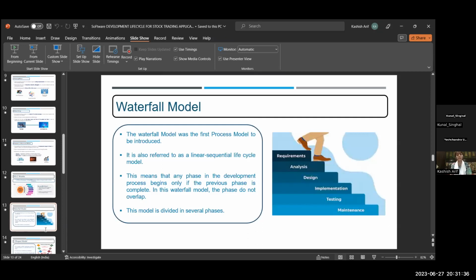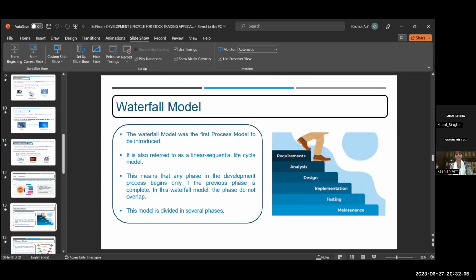First, we discuss the waterfall model. The waterfall model was the first process model to be introduced. It is also referred to as a linear sequential life cycle model. This means that any phase in the development process begins only if the previous phase is completed. In this waterfall model, the phases do not overlap.